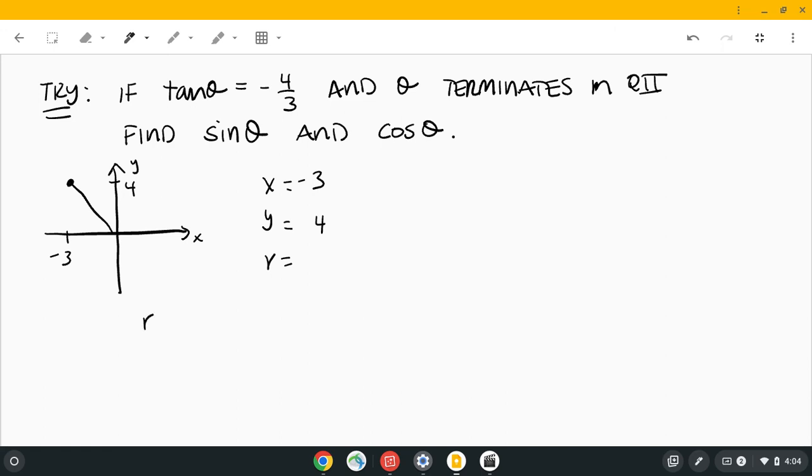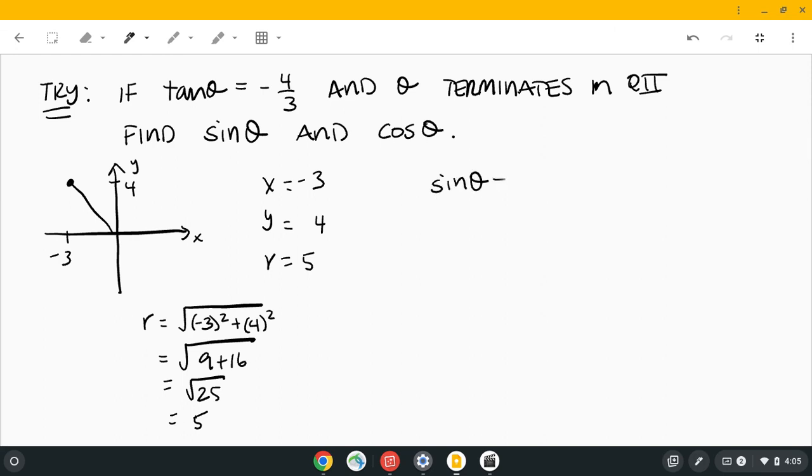Let's go ahead and solve for r. R equals the square root of negative 3 squared plus 4 squared, 9 plus 16, square root of 25. R is 5. And r is always positive. Okay, so now we can find the sine theta. Sine theta is y over r. So that will be 4 over 5. And cosine theta will be x over r. And that will be negative 3 over 5.